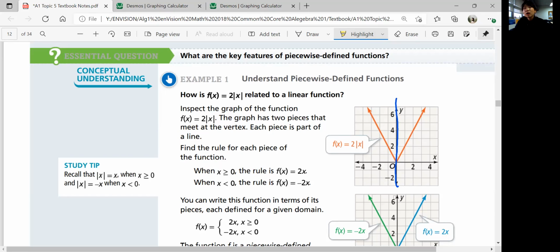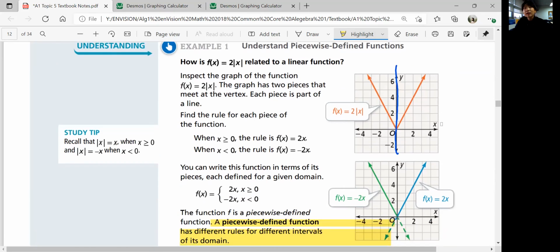You see that? The left one seems like it has a negative slope. The right side seems like it has a positive slope. If you divide this function in half on the y-axis, you can reflect those two lines, right? So this absolute value function is a piecewise defined function. Here's the definition: a piecewise defined function has different rules for different intervals of its domain.